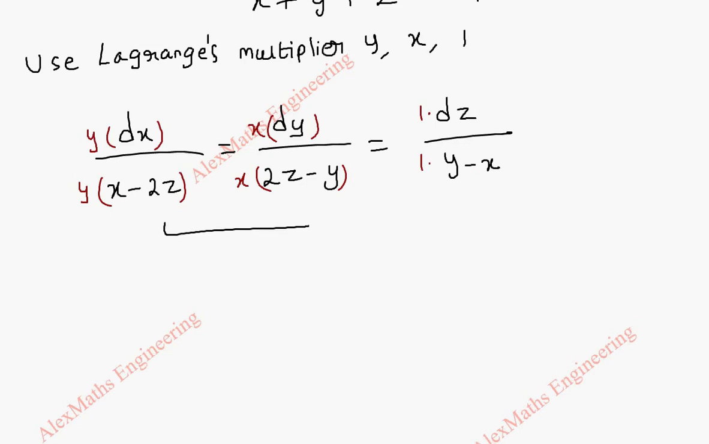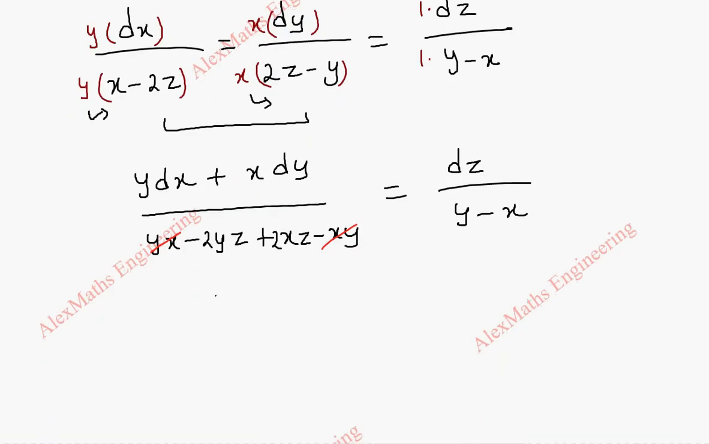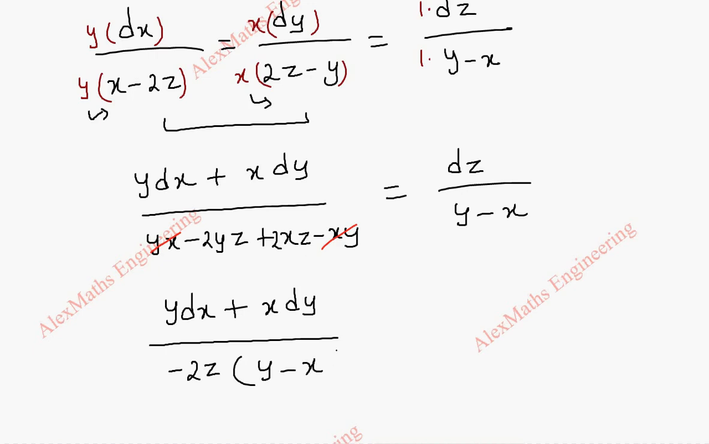Now, using the ratio property, adding the numerators, y dx plus x dy whole divided by: let's multiply this y inside, so yx minus 2yz, here multiply x inside, plus 2xz minus xy, and the last term we take as it is, dz by y minus x. So here we can cancel xy minus xy. From the remaining, it is y dx plus x dy whole divided by, we can take minus 2z common. So minus 2z is common, this is y, and here minus x will be remaining. And on the other side, it is dz by y minus x.